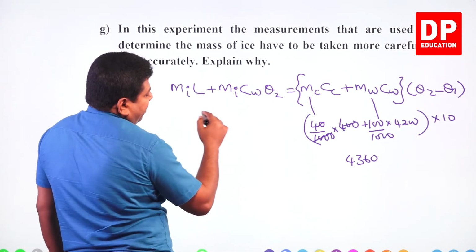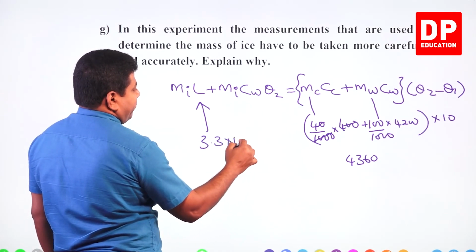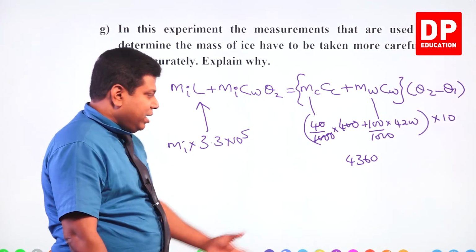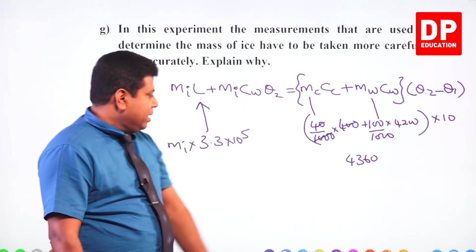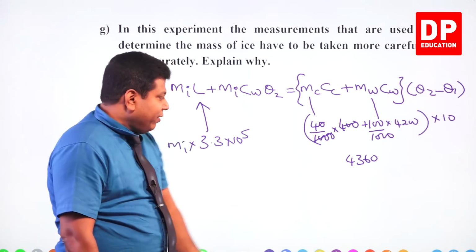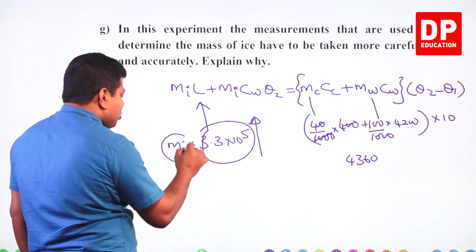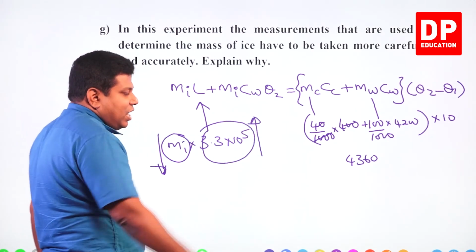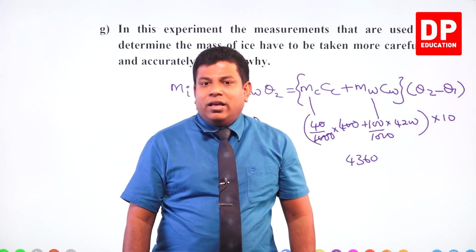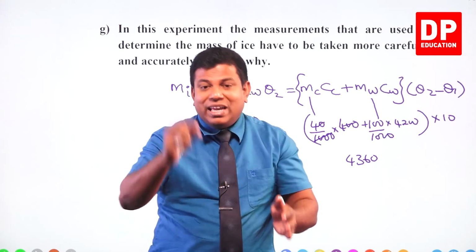And this is also a small figure, but L, you remember, 3.3 into 10 to the power 5, times Mi. So, look at this, we are having few thousands, 4000 divided by 330,000. So, what will happen, since this is so high a figure, Mi has to be a low figure. The value of Mi, the mass of ice, will be very small. When it is a small value, the error will have a big impact.